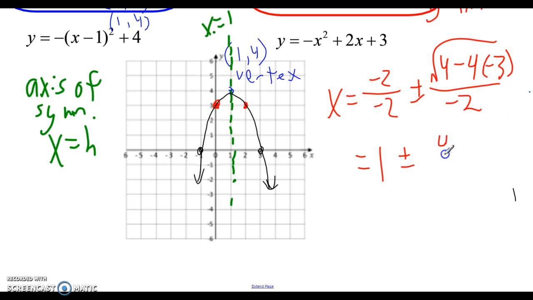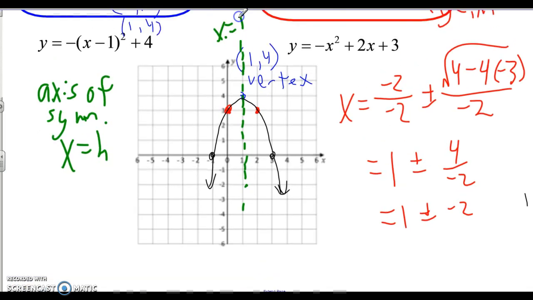Square root of 16 is 4. 4 over negative 2 is, so we have 1 plus or minus negative 2. So 1 plus 2, or 1 plus negative 2, 1 minus negative 2. I'm adding 2 and subtracting 2. So look at the axis of symmetry. It's x equals 1, right?